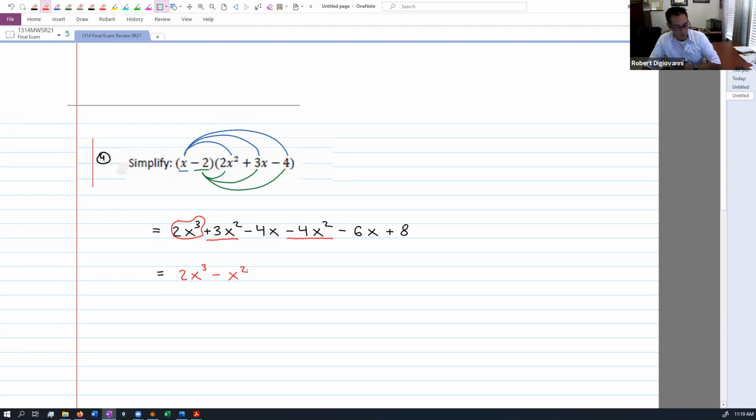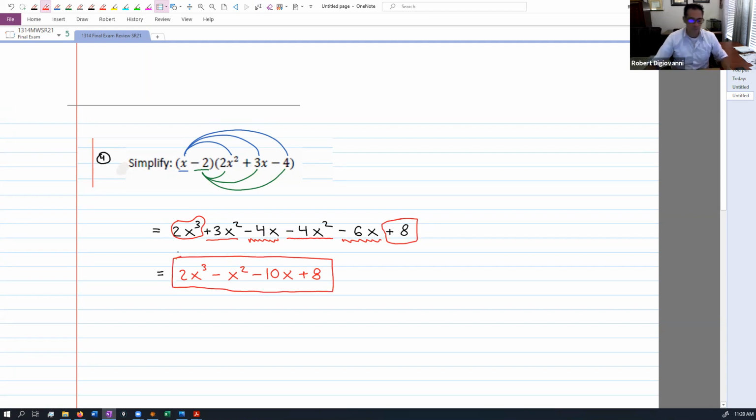Or -1. You can put a 1 in front, you don't have to have it. And then as far as x's, I've got this one and that one. Those two together become -10x. And then the 8 here is by itself, so that'll be +8. Here you go. So just be careful with your signs. Be careful collecting like terms.